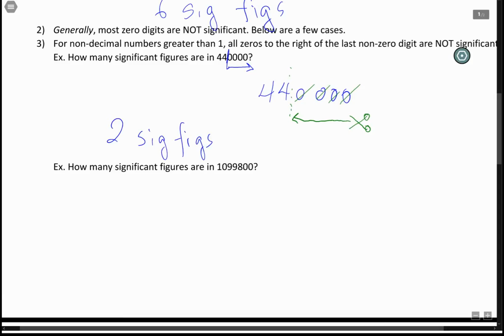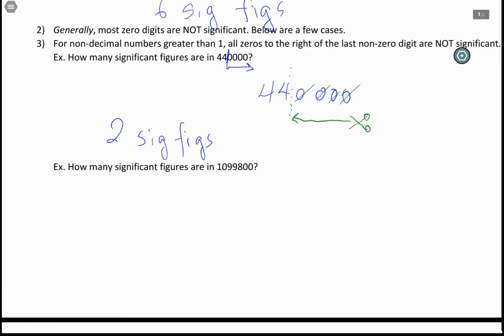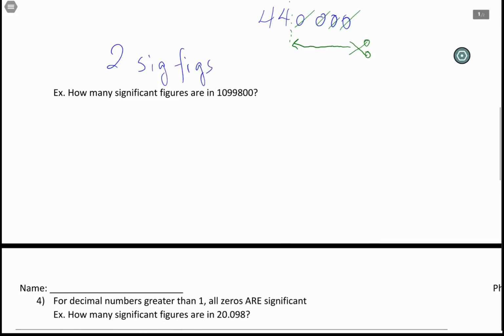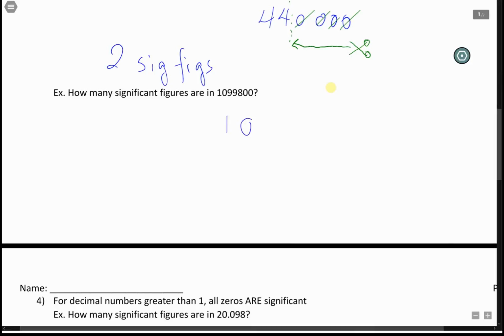I'm going to give you a chance to try the next example on your own. Coming back together, how many sig figs are in 1,099,800? Again, I'm going to use my scissors method. Taking our pair of scissors, we're going to cut. Oh, we meet the first non-zero digit. We're going to stop right here. These zeros are not significant. We're left with 1, 2, 3, 4, 5 significant figures, sig figs.